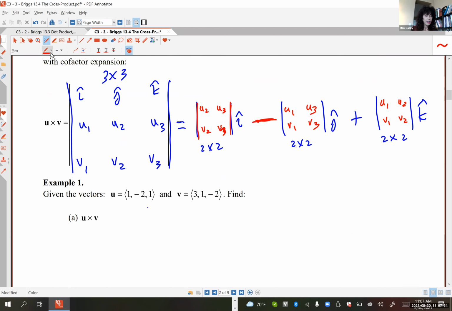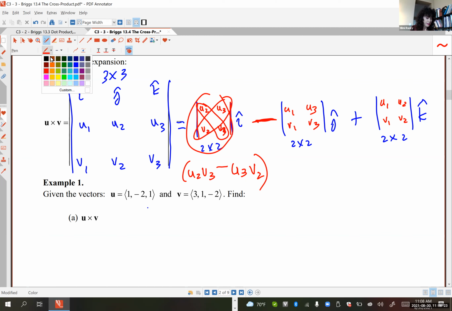Now I'm going to teach you how to do a 2 by 2 determinant. It's easy peasy. This is just a pure number. It's the pure number that you get by first taking the product of the major diagonal entries, U2 multiplied with V3, minus the product of the entries along what we call the minor diagonal, U3 V2. Okay? That number gets multiplied by i hat.